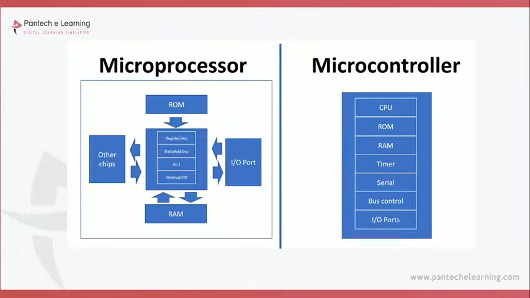So what is the data memory? In a microcontroller there are two types of memories. Program memory is a non-volatile memory. The data memory requires temporary data storage, while the instructions are added to it.